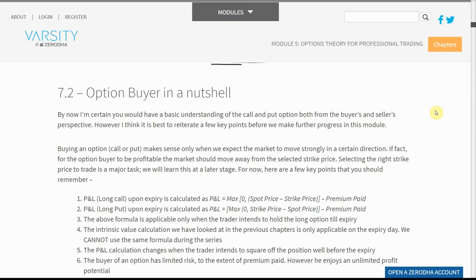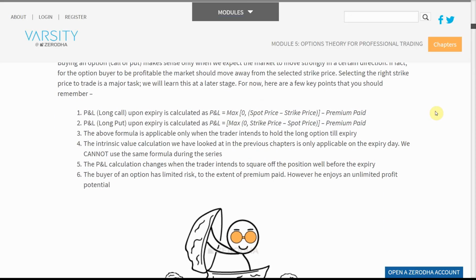For now, here are a few key points that you should remember. P&L for a long call upon expiry is calculated as P&L equals max(0, spot price minus strike price) minus premium paid. P&L for a long put upon expiry is calculated as P&L equals max(0, strike price minus spot price) minus premium paid. The above formula is applicable only when the trader intends to hold the long option till expiry.